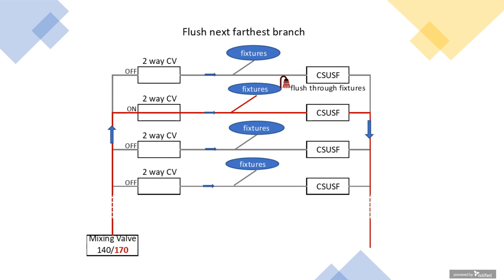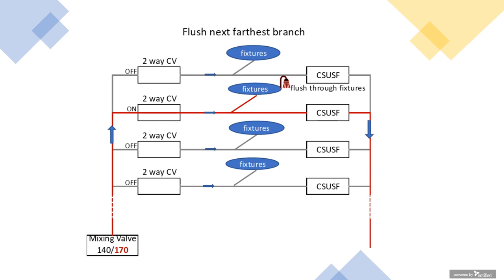Next, you go to the next farthest branch. So now the top branch, before that was just thermally disinfected. Now that two-way valve is turned off. The second one is turned on, and all the fixtures are turned on. And now you're flushing that second branch with 170° water for 20 to 30 minutes.